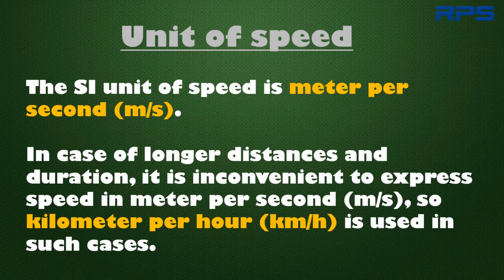The SI unit of speed is meter per second. In case of longer distances and duration, it is inconvenient to express speed in meter per second. So, kilometer per hour is used in such cases.